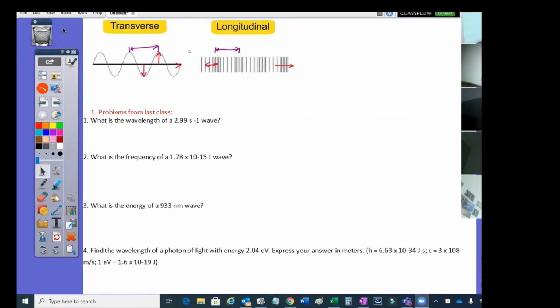All right, I'm going to review the two types of waves, the characteristics of the two types of waves, the formulas and the constants that you need to know for the next assessment. We'll work through these four problems, and then you're going to be on your own.